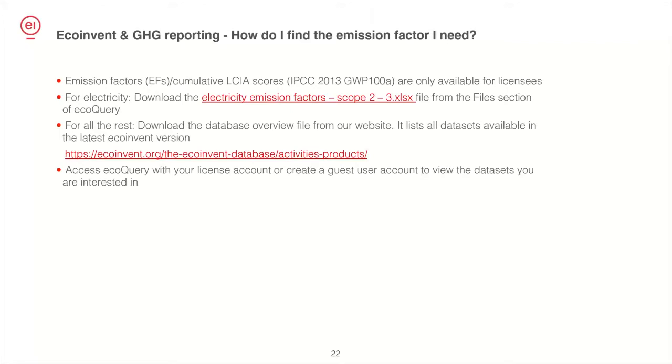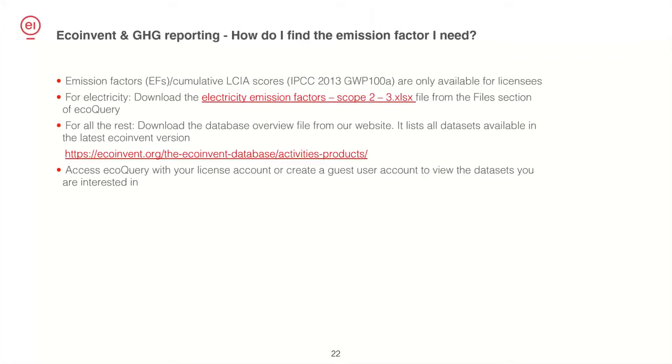As a next step, you can then access ecoquery with your license account or with a guest account. And in ecoquery, you can then search for the data sets you are interested in. The easiest way to do so is by simply copying the name from the database overview file.